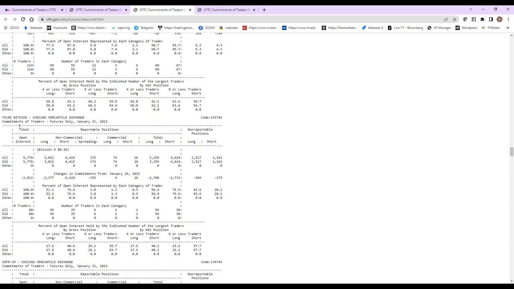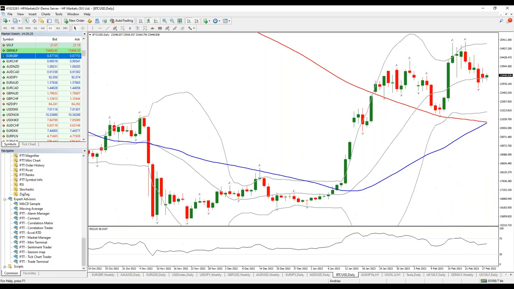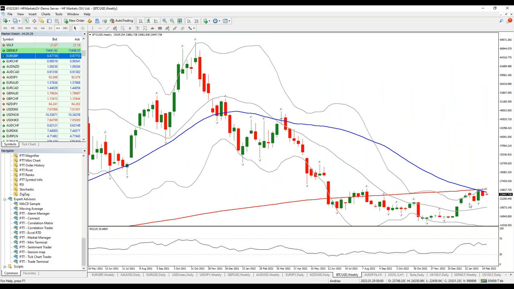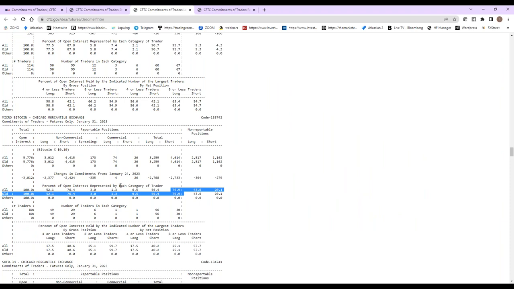Okay, Bitcoin. Bitcoin for Chicago Exchange, 79% increase of interest for short positioning in the total reportable positions, while the one that grew the most was the non-commercial one, with 76%. Let's check. So that was in January. Yeah, we are standing. This is against US dollar. Over here we have just Bitcoin, okay? So what we see over here is the vice versa of what we are seeing in our chart, because in our chart it is against US dollar.